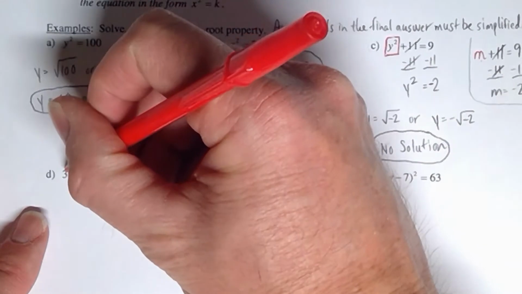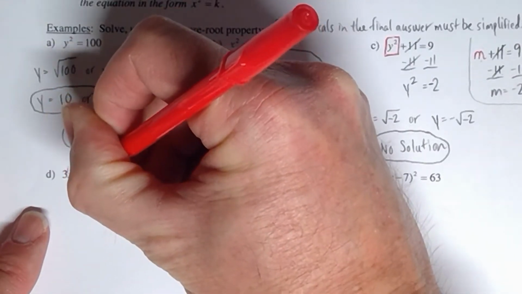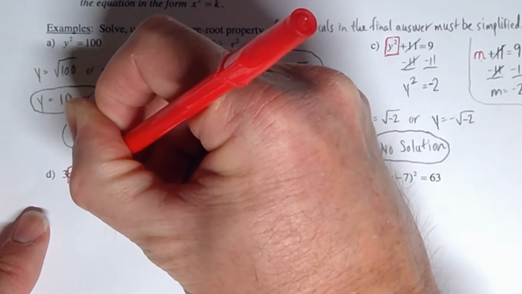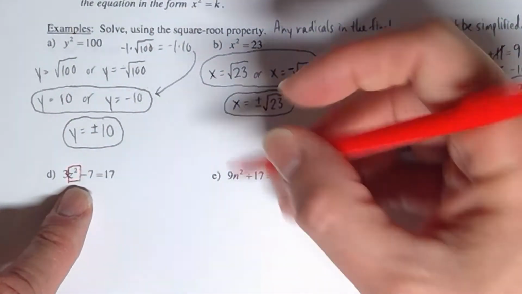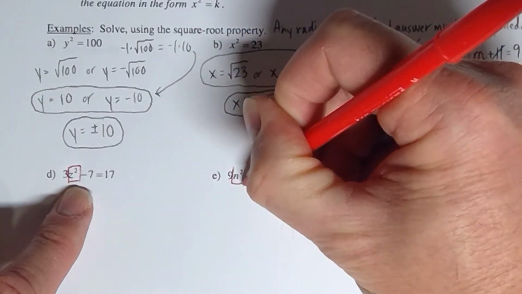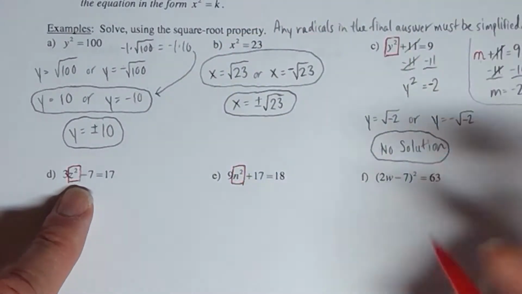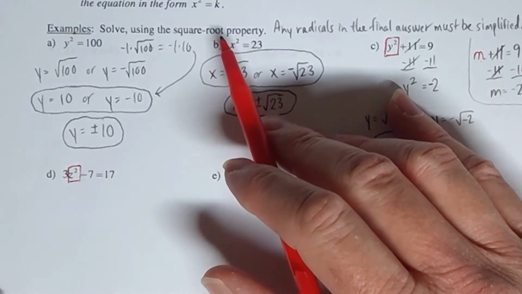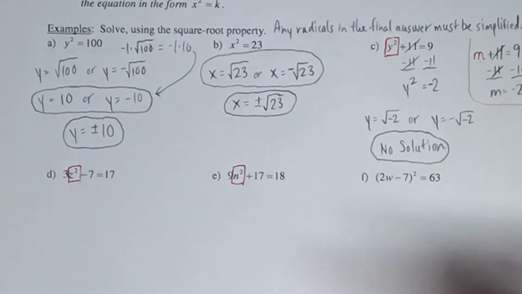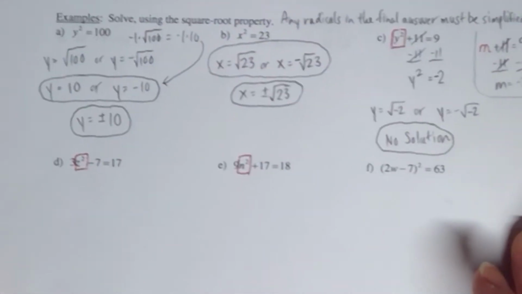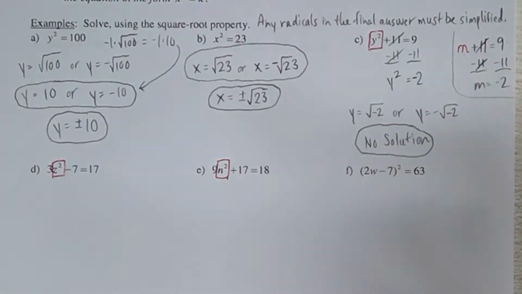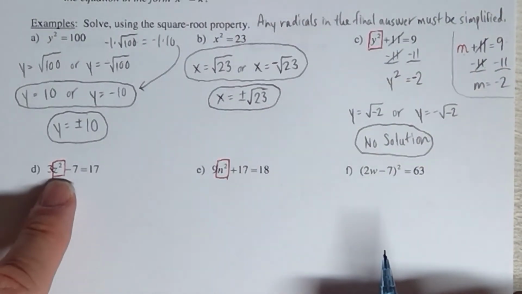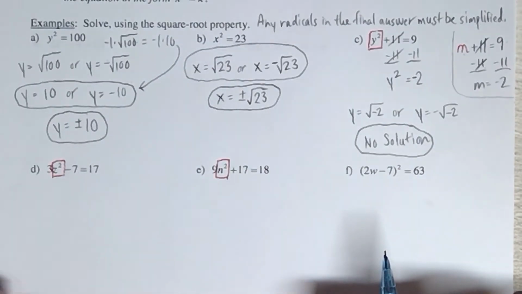Notice in D and E, in problem D, z squared is not by itself. In problem E, the n squared is not by itself, but in order to use the square root property like the problem asks us to do, you have to get those things by themselves. And the method that I'm going to use, again, you don't have to do this as long as you're sure that you know the correct steps to get the z squared and the n squared by itself.